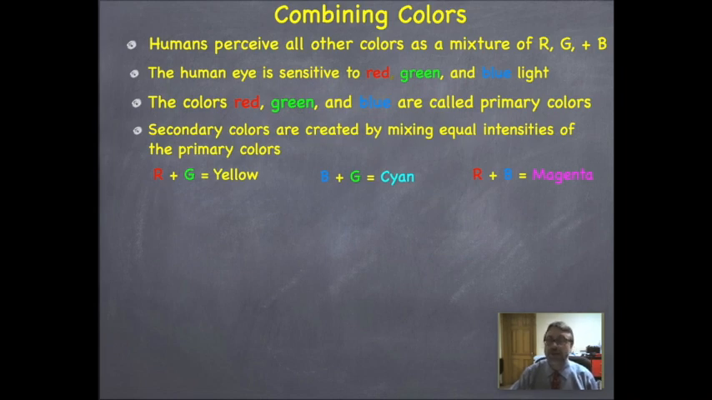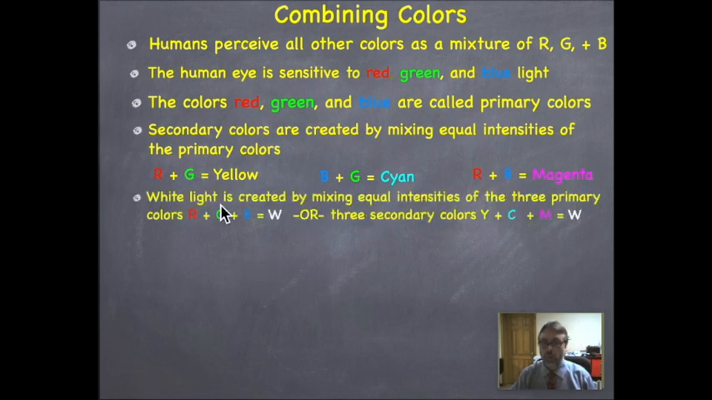Secondary colors are created by mixing equal intensities of the primary colors. So if I mix red and green together, I see yellow. If I mix blue and green light together, I see cyan. If I mix red and blue light together, I see magenta. White light is created by mixing equal intensities of the three primary colors. Red plus green plus blue will give me white. Or three secondary colors: yellow plus cyan plus magenta will also be perceived as white.